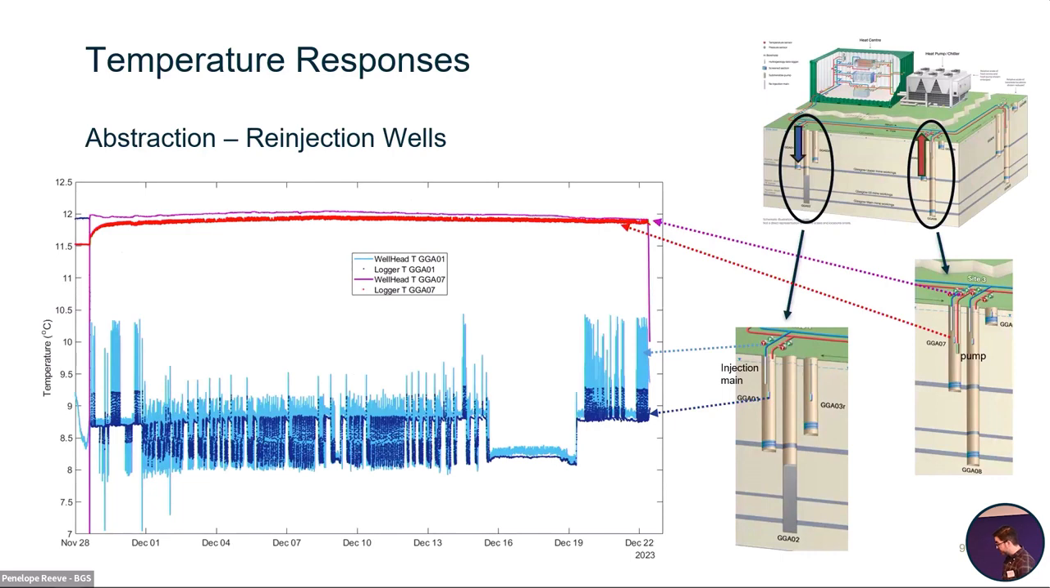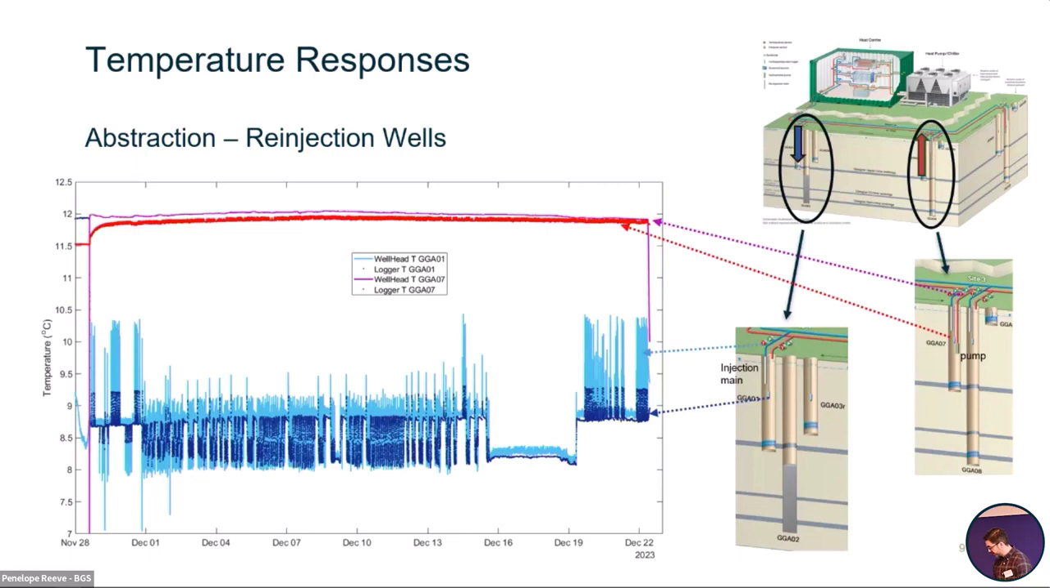This is some temperature data from the abstraction and rejection boreholes. You can see in the purple and red lines, this is from GJ07, that the lines are slightly different. The purple line is from the wellhead, the water coming up through the pump into the pipes, so the sensor is at the surface. The red line is the hydrologger sensor that sits above the pump. You can see the responses are slightly different, because the water is coming up from the mine through the pump and into the pipe. However, for the logger that sits above, there are some processes of recirculation there.